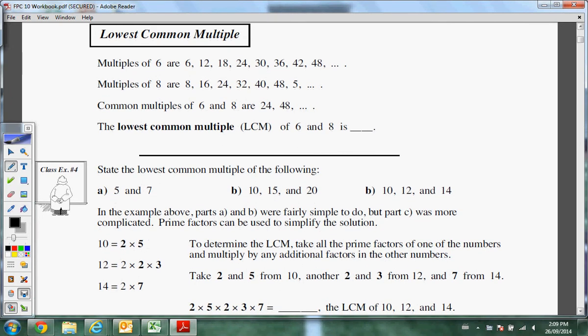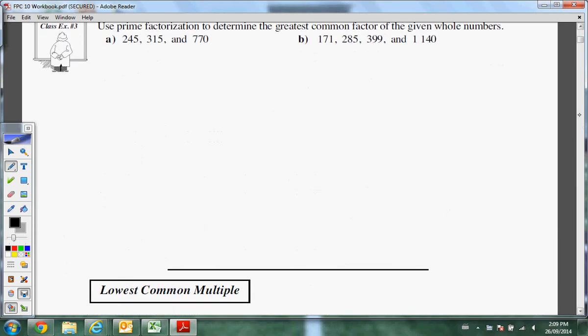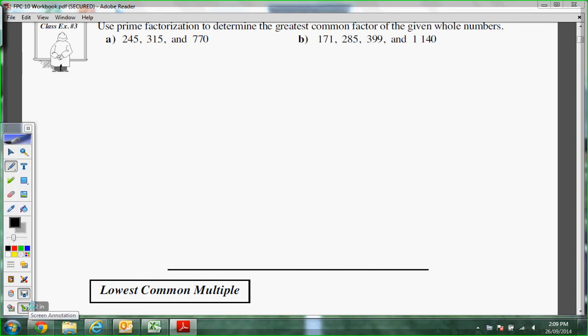Wait, did I skip it? Oh yeah, these guys. Okay, so use prime factorization to determine the greatest common factor of the given whole numbers. Okay, so we're doing the same thing.